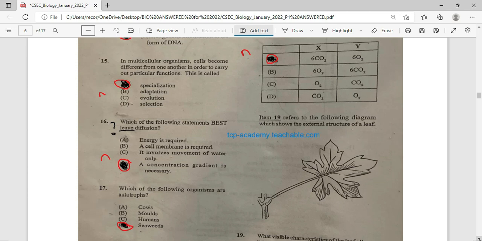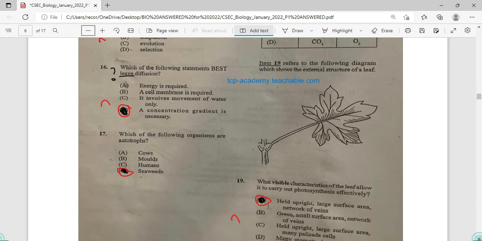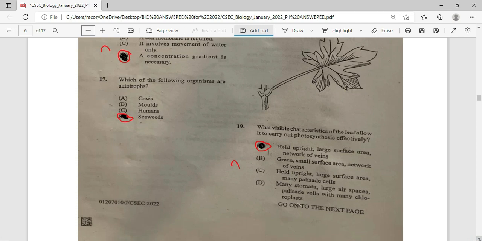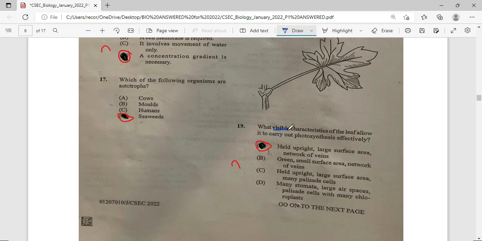We are looking at a leaf, and this is a pretty unique question as it looks pretty much at the adaptation of a leaf for photosynthesis. But let us read the question because this is going to be very important. What visible characteristic of the leaf allow it to carry out photosynthesis effectively? Visible characteristic is the word we are looking at, not just any old thing, but what visible, what you can see. So it's held upright, you can see that, large surface area, and it has net venation. So of course we're going to be going with A as was supplied.